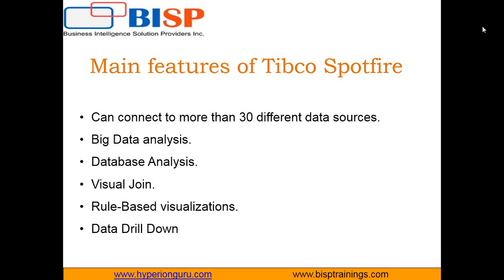Spotfire has the capability of merging data from several distinct sources into a single visualization, so visual joins are available. Data drill down: we can drill down data to a further level. For example, we can load the data and then visualize it. We can filter the data region wise, then within region wise by state, then city, and then area. Like this we can drill down the data simply by clicking on the options available within Spotfire.